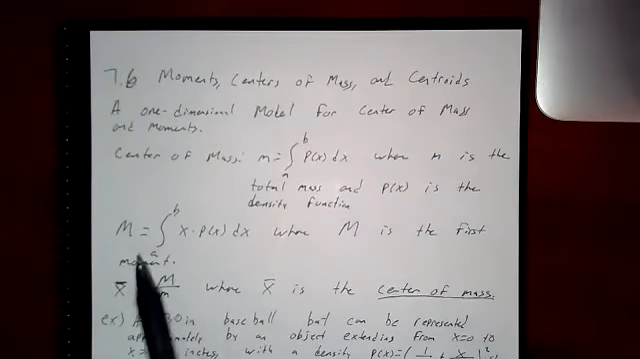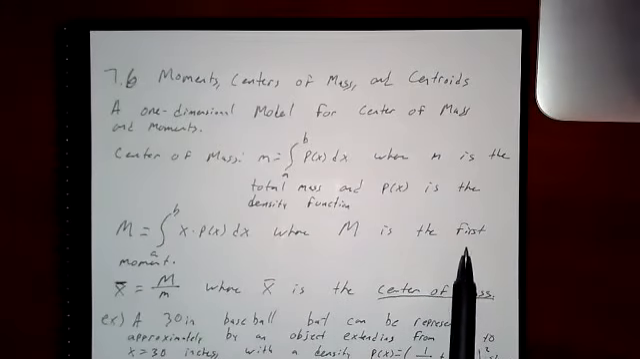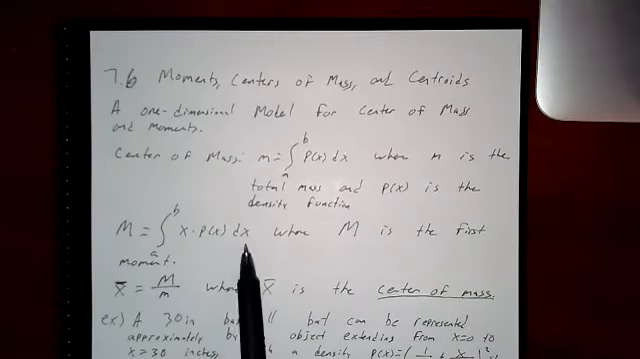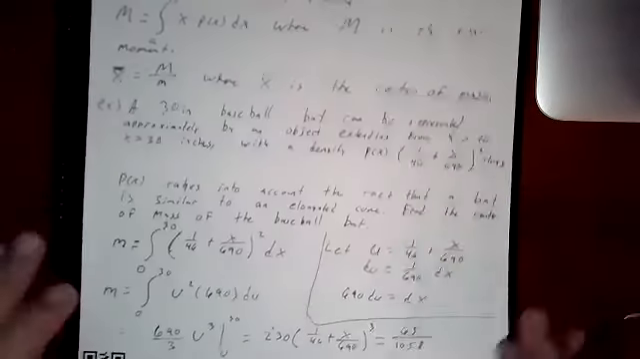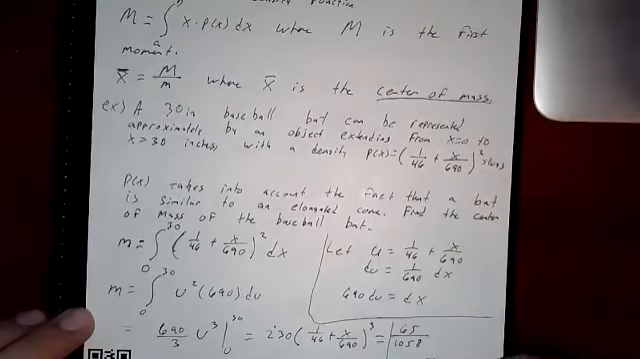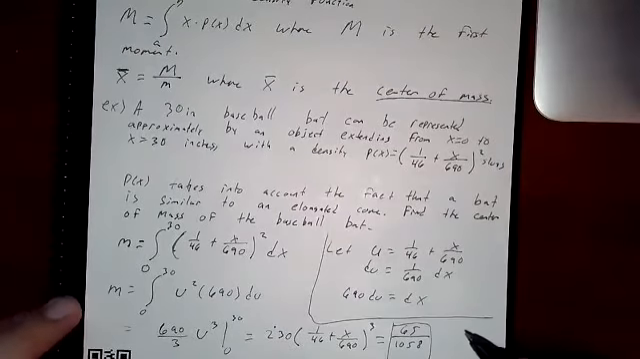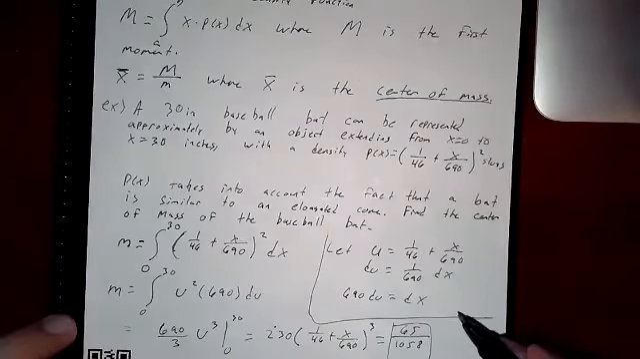So now, capital M, where M is the first moment, is this guy. So then you integrate this. Then x bar is the center of mass, which should be this guy. So find little m and big M and then divide them. So we got the first part, so we're not done yet. So this is actually total mass.